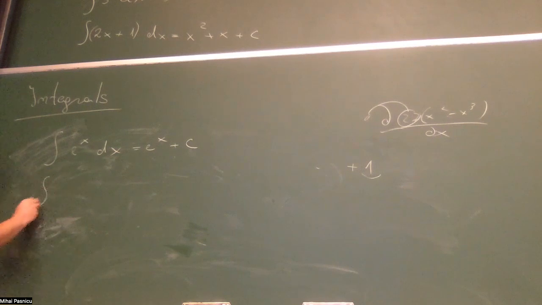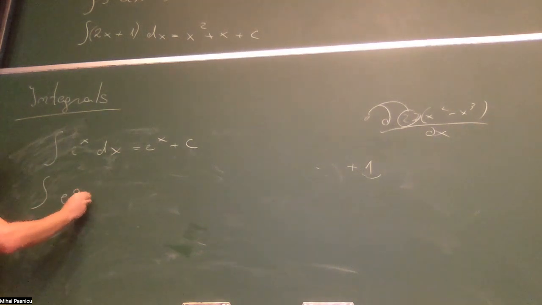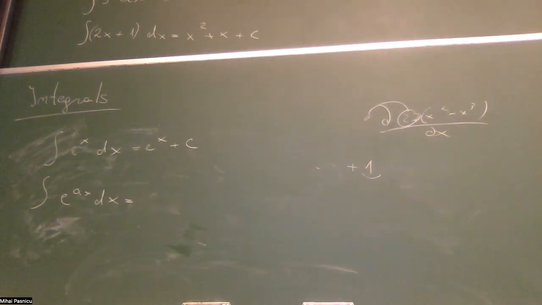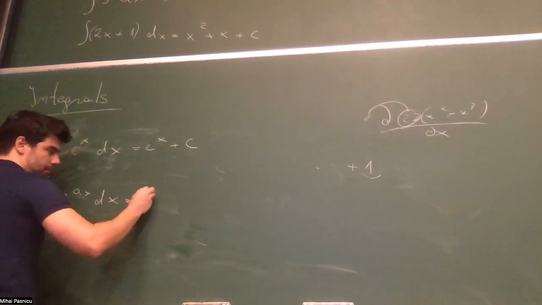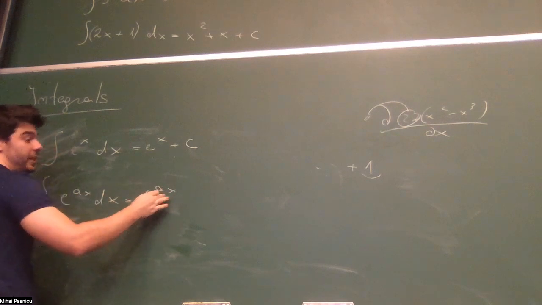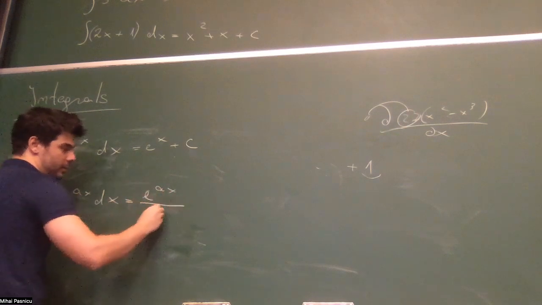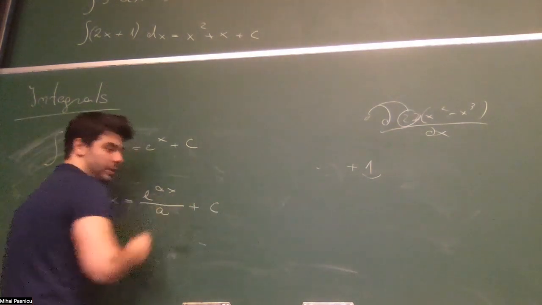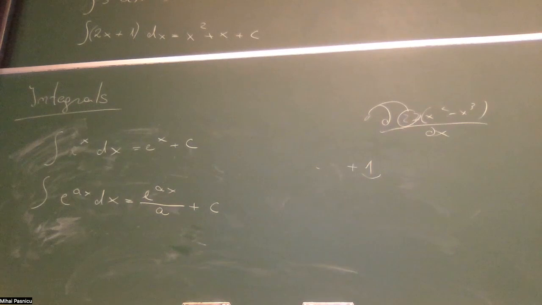But if you have e to the ax dx, what is this equal to? It's just e to the ax, and when I take a derivative of this, I know there's going to be an extra a, so I want to get rid of that a. Plus a constant. Okay.